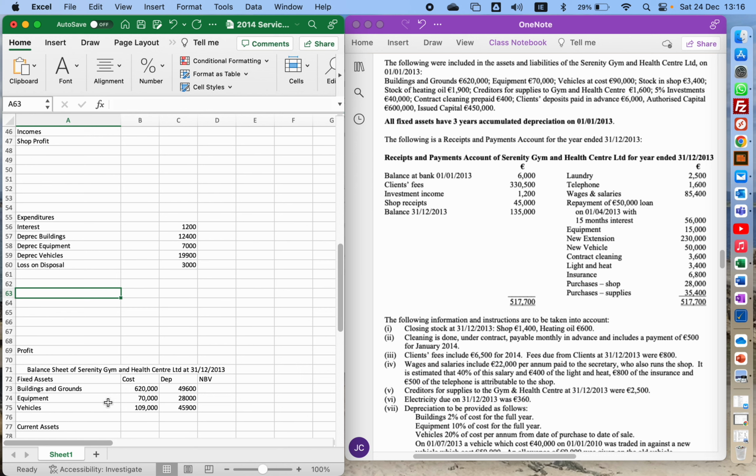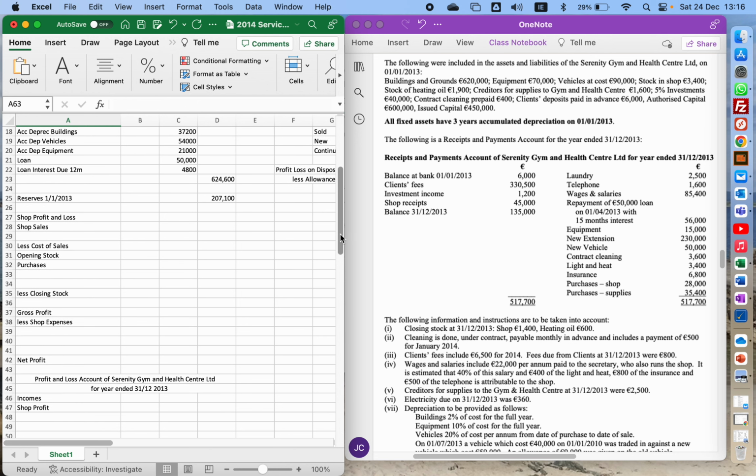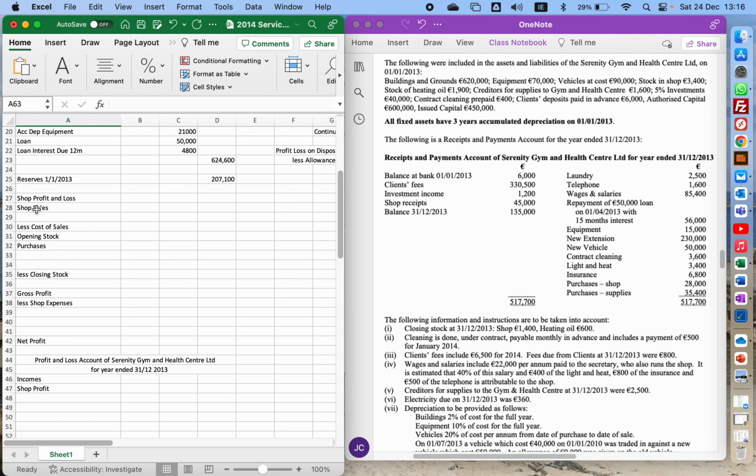So I've got my balance sheet elements in there now. The interest I already dealt with, my depreciation, and my loss on disposal. So that's all included in there. So now I'll just focus on the shop profit.